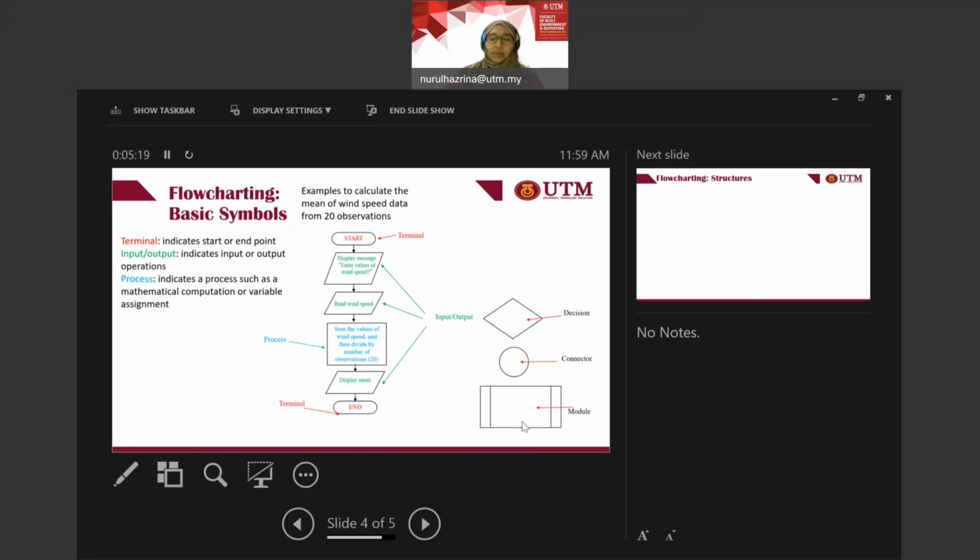There are other symbols that could be used in a flowchart. Decision is represented by a diamond. The connector is represented by a circle that functions to connect the second flowchart segment to where the first segment ends. The module indicates the point where the module is executed and a separate flowchart can be constructed. A module could be a function in a separate script.